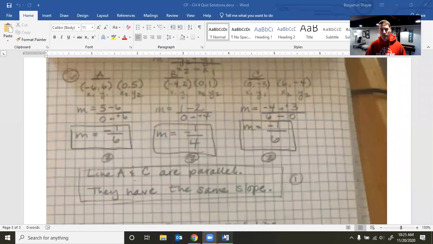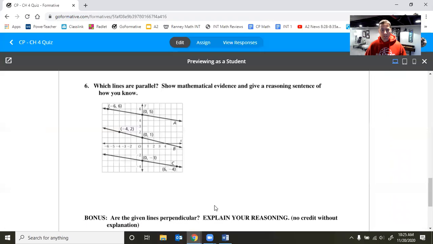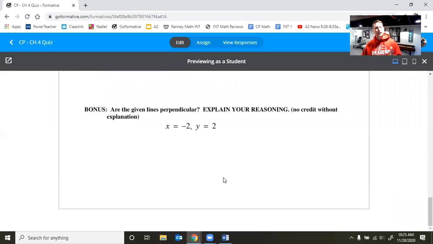Okay, that takes us to our bonus question now. Our bonus question was related to, are the given lines perpendicular? Explain your reasoning, and there's no credit without your explanation. So you can't just make a guess. You have to explain how you know or how you don't know whether they're perpendicular.